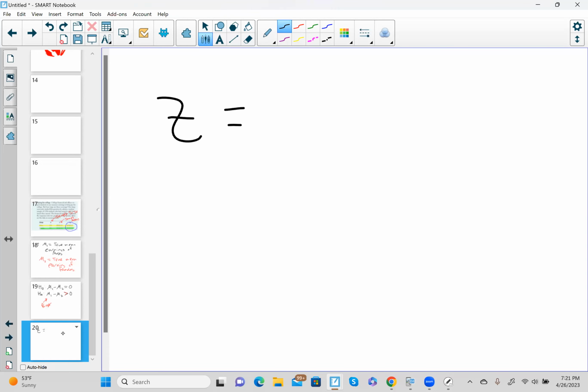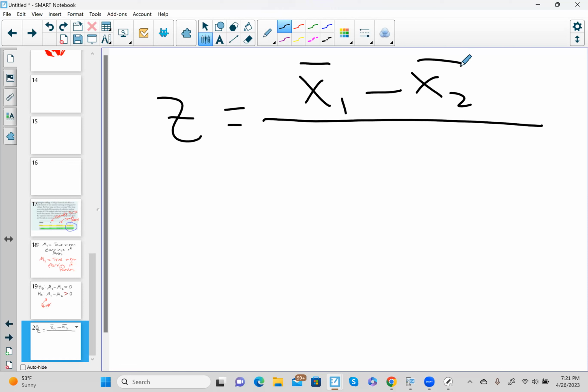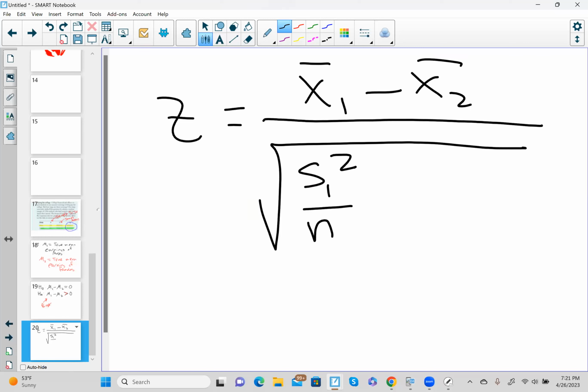Okay, so here we go. I'm going to write out what this looks like. It's always the first sample mean minus the second sample mean over the square root of the first standard deviation squared over the first sample size plus the second standard deviation squared over the second sample size. This is what your z-test statistic looks like in this case.